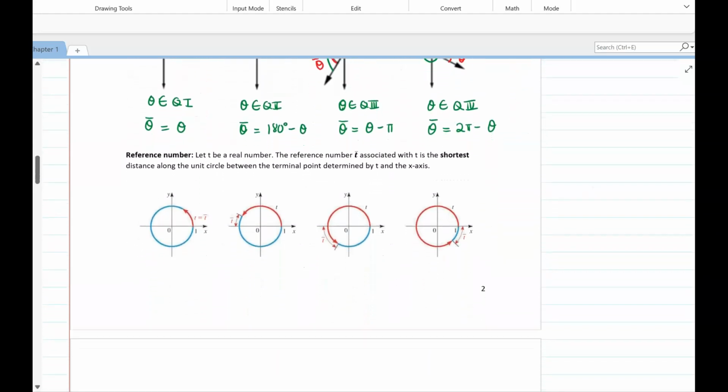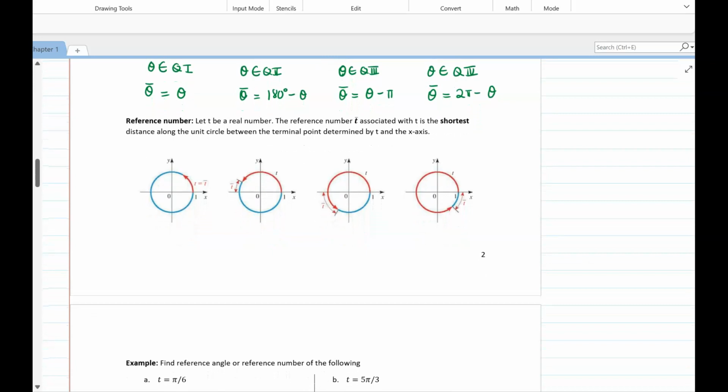Let's take a look at reference number. Let t be a real number. The reference number t bar associated with t is the shortest distance along the unit circle between the terminal point determined by t and the x-axis. Similarly to the reference angle, if t is in quadrant 1, then t equals t bar. If t is in quadrant 2, then t bar is equal to pi minus t.